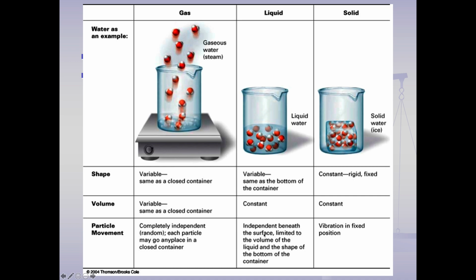Now the particles are further apart. They're relatively free to move, and they have all different types of motion. To change shape, the particles have to be able to move past each other. So this particle here has to be able to move to here, whereas in a solid, that can't happen because they're too close together. So they're free to move.